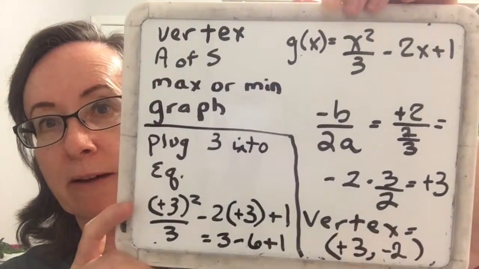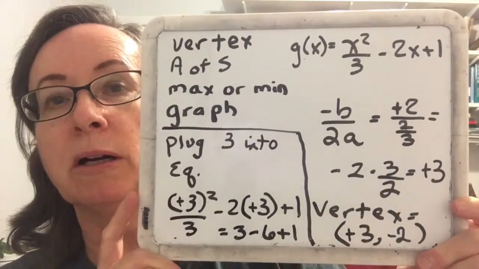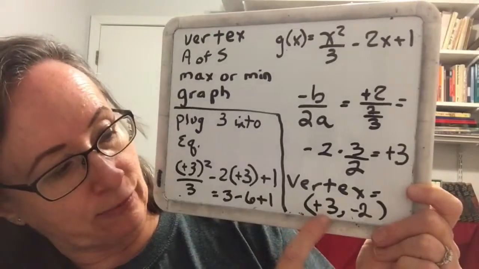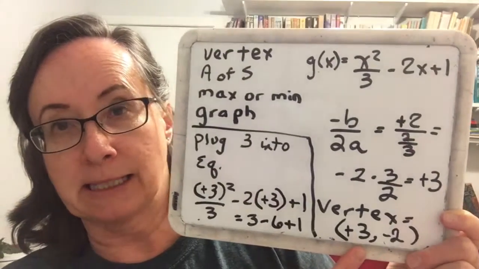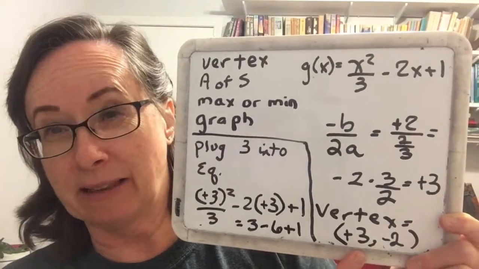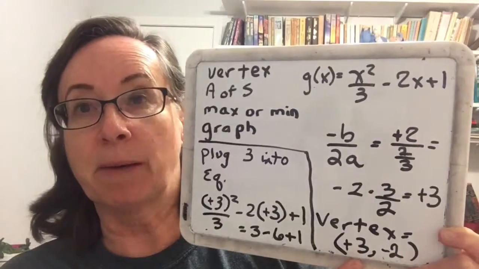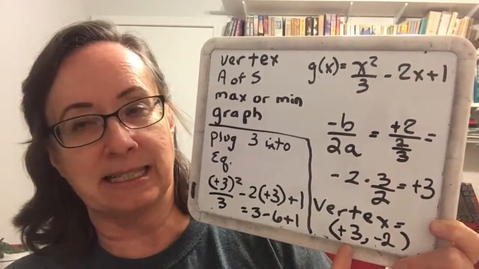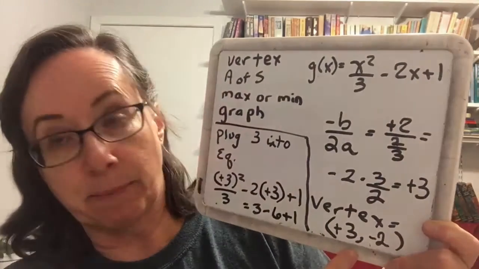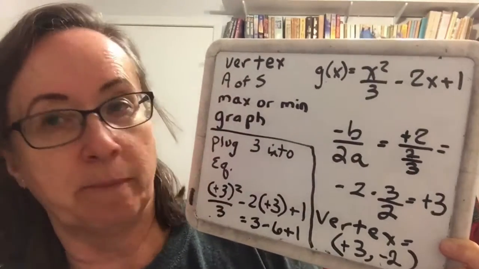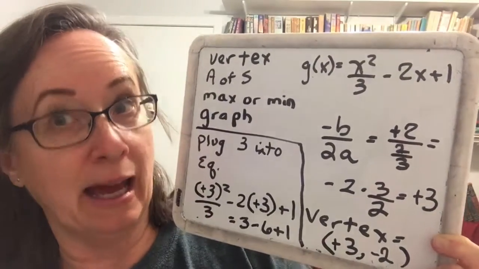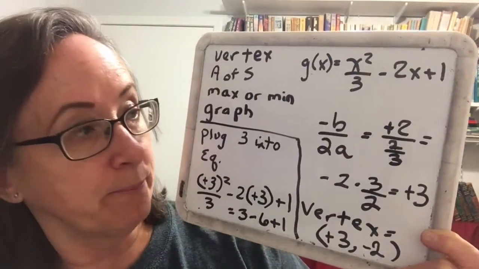Now, what I do with that vertex is I'm going to use it to graph with, of course, but the x value of the vertex is my axis of symmetry, which was the second thing I was supposed to find. And since my parabola is going up and down like this, and that's the x part of my vertex, I'm going to call my axis of symmetry x equals 3.